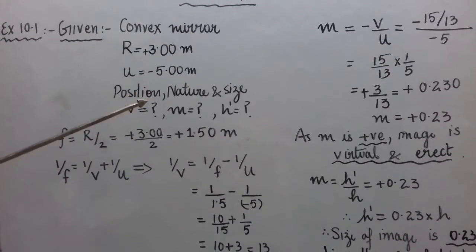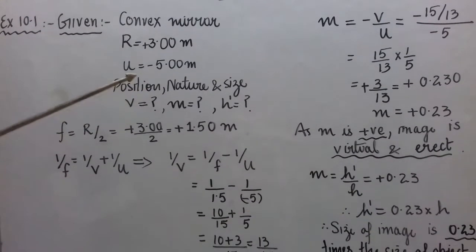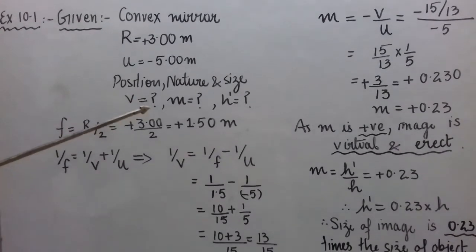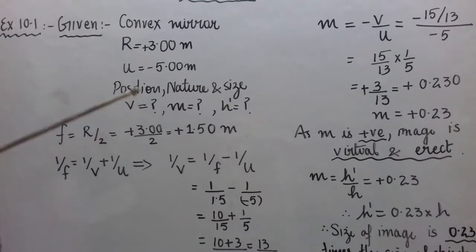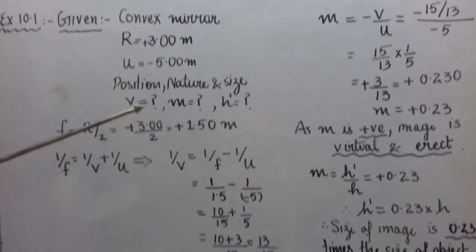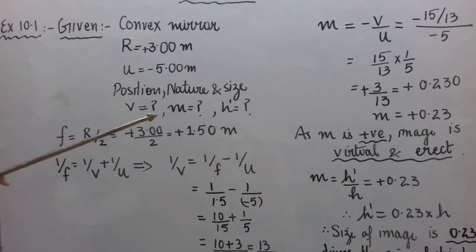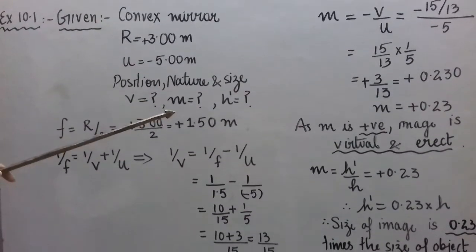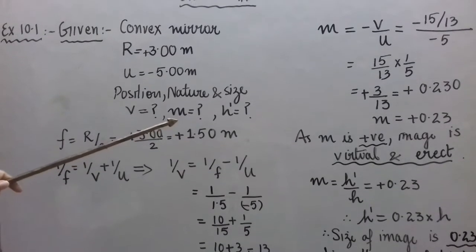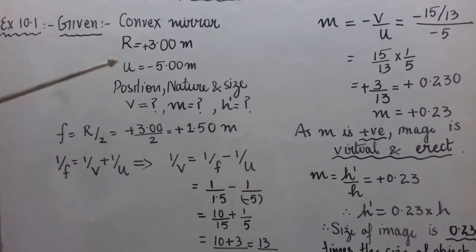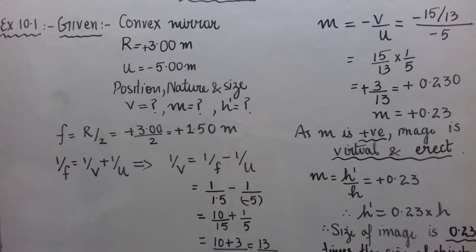Nature. I feel the best way to find out the nature is to find the M, magnification. And we know when M is positive, nature will be virtual and erect. When M is negative, nature will be real and inverted. So this is one of the very straightforward ways. Size of the image we represent it by H dash. So these things we have to find out. Now both are in meters, so no conversion of units is required.